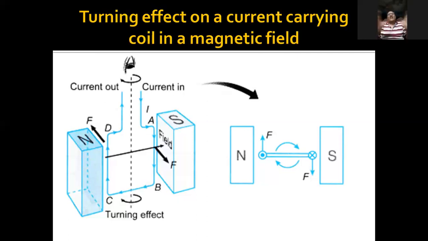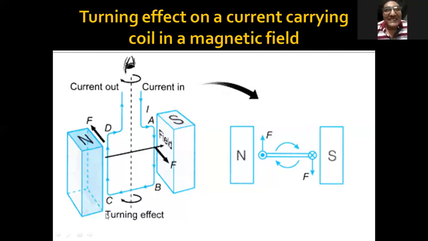So try to understand this story again. Here we have a coil. The name of the coil is A, B, C, D. And here we have two permanent magnets, North Pole, South Pole. So the magnetic lines are going from north to south. We introduce current in the coil. So in the side AB, the current is going downward. The current is coming from B to C, from C to D, and then going back. I'm interested in the AB side and the CD side. Why am I interested? Because AB is a current carrying conductor, which is perpendicular to the magnetic field. So it will have motor effect.